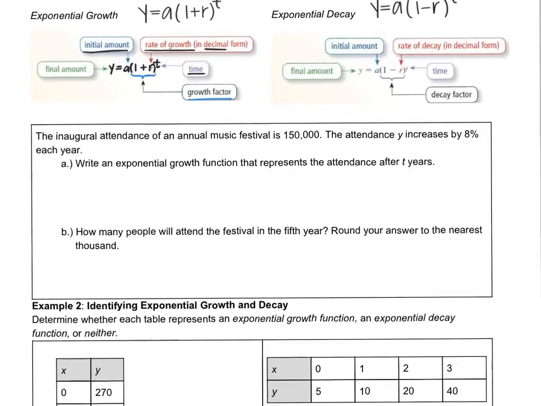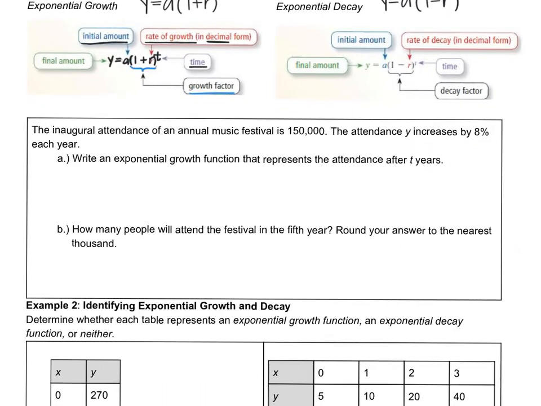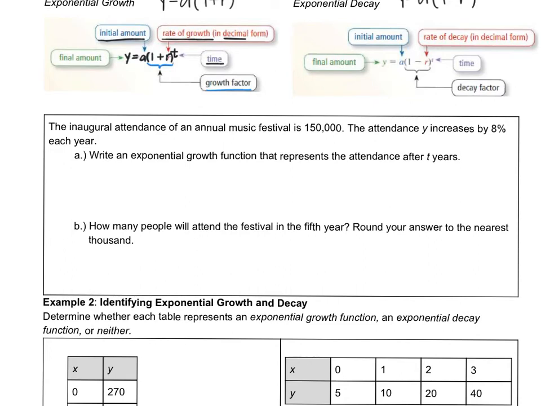The first example says the inaugural, which means first, attendance of an annual music festival is 150,000. The attendance, y, increases by 8% each year. Aside from the fact that the directions say write an exponential growth function, there's a way we can identify that this is growth. We have to use some context clues here. It says the attendance increases, goes up, gets bigger. Those are all growth terms. So we know this is going to be exponential growth.